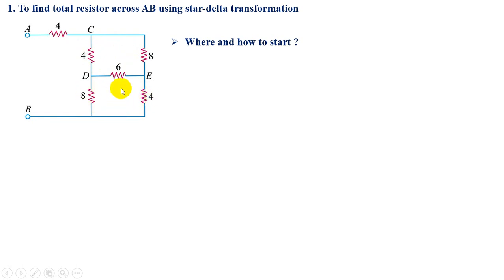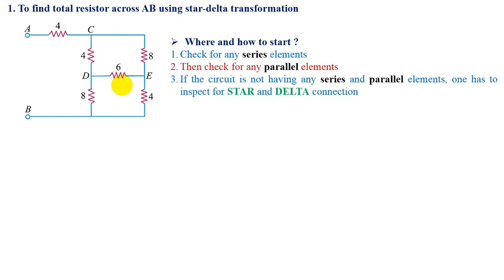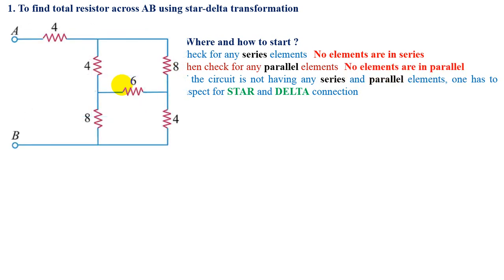I hope you understood. So how do we start? Again, check for any series, check for any parallel, and then if they are not, you have to utilize star to delta or delta to star transformation. So now, as we know, these are the answers.